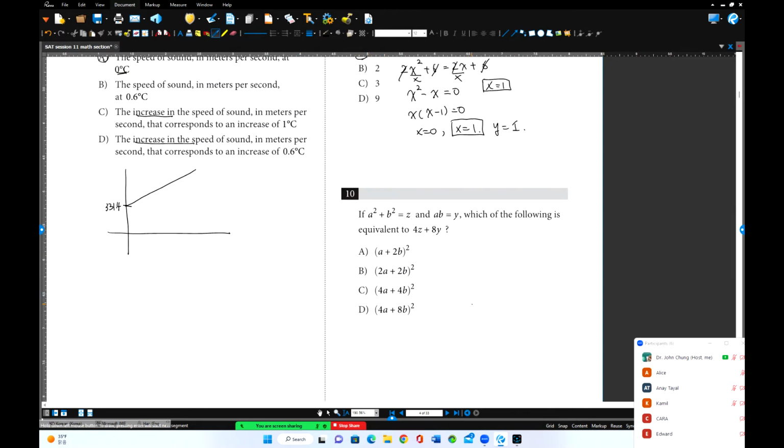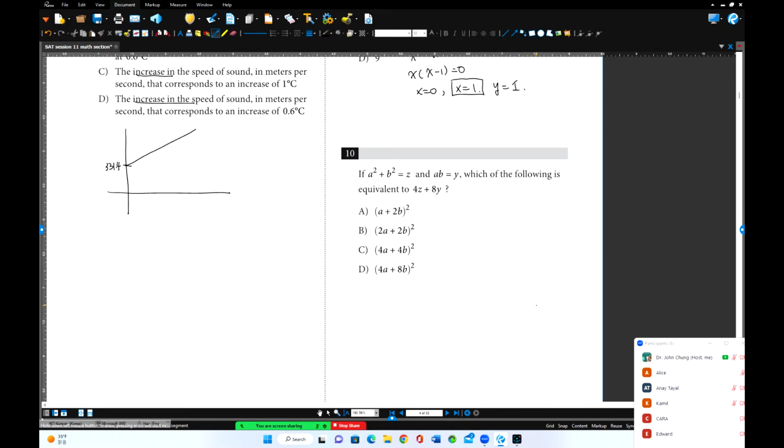Alright, number 10. A squared plus b squared is g. AB is y. Which of the following is equivalent to 4 times g, 8 times y? When you take a look over here, they are all in terms of a and b. So we replace g and y with a and b. G is a squared plus b squared. Y replaces the AB, so we don't need the parentheses. AB equals 0. So you can expand this one. After that, you can divide by 4.